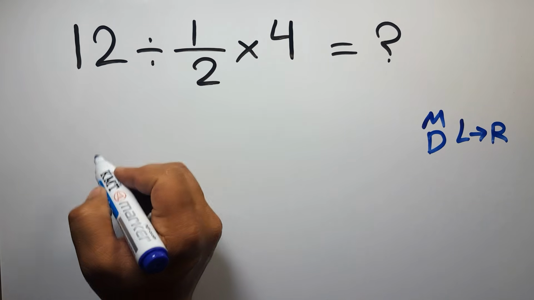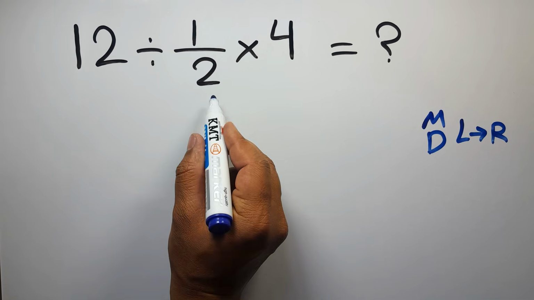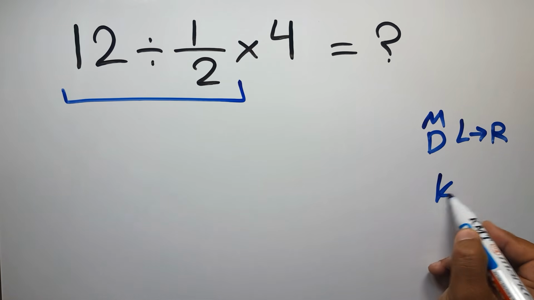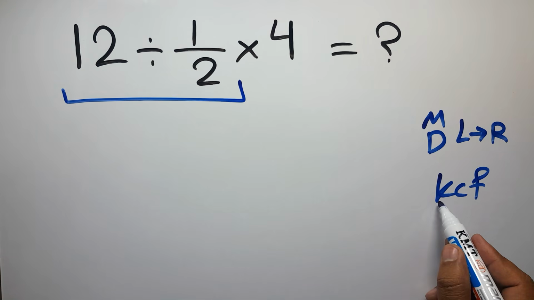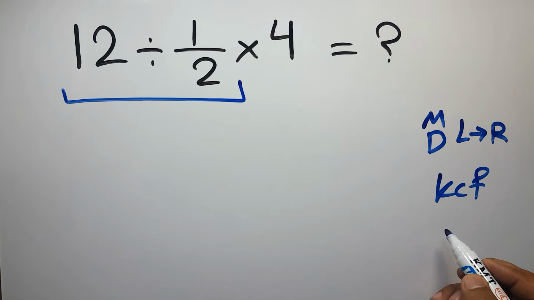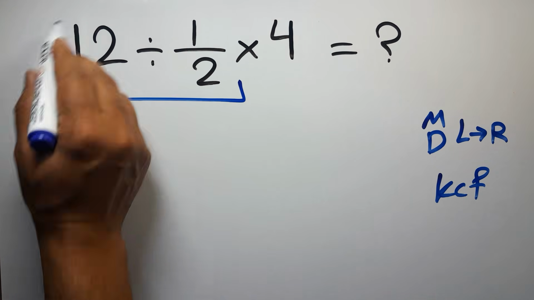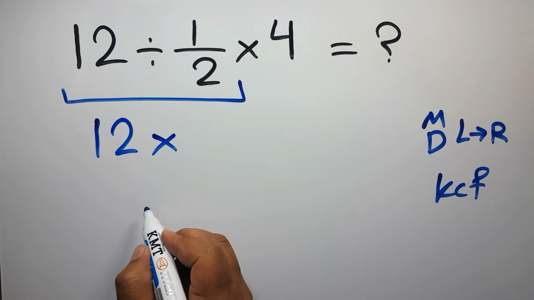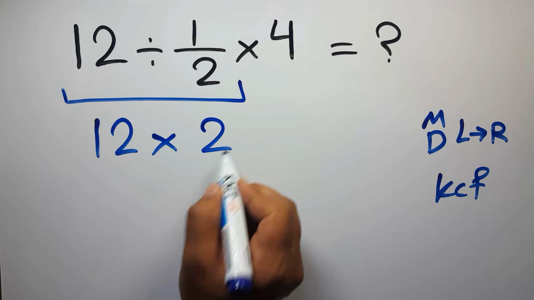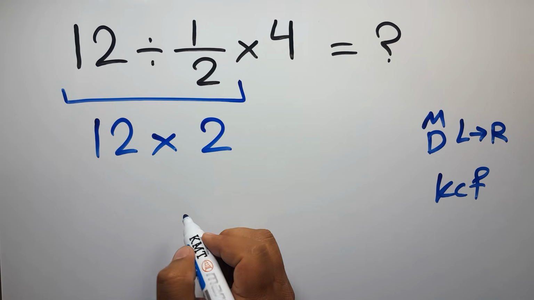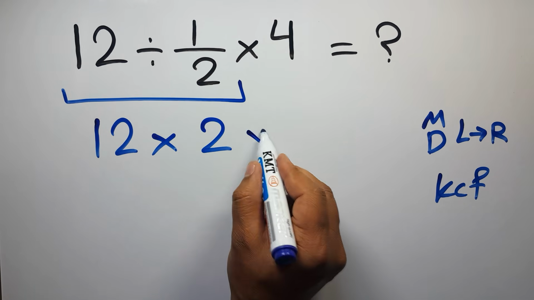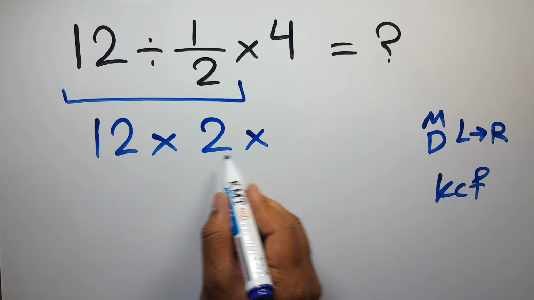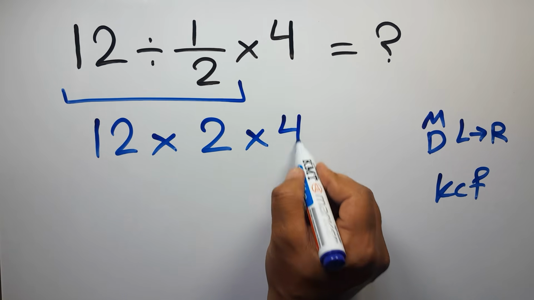So first we have to do this division. 12 divided by 1 over 2. According to the KCF rule, K stands for keep, C stands for change, and F stands for flip. We can write keep the first fraction, change division to multiplication, and flip the second fraction. So 12 times 2. And here we have times 4.